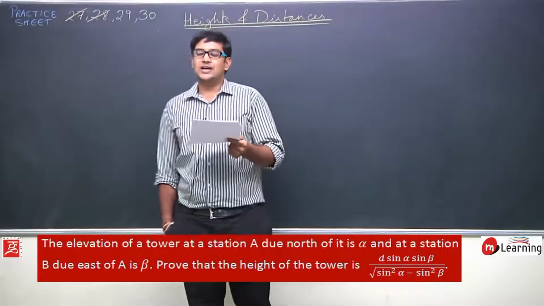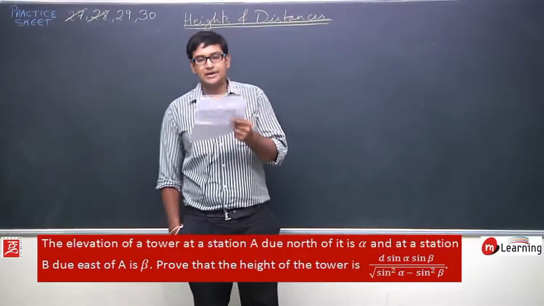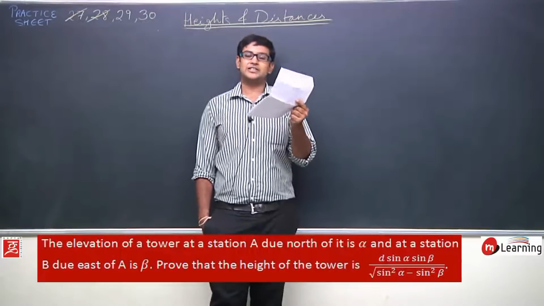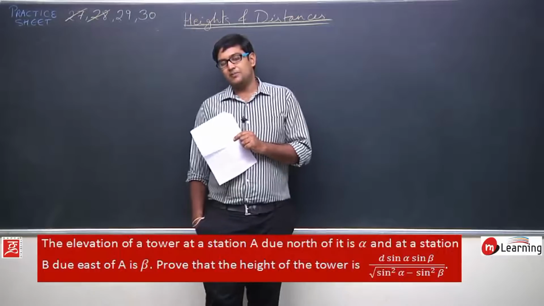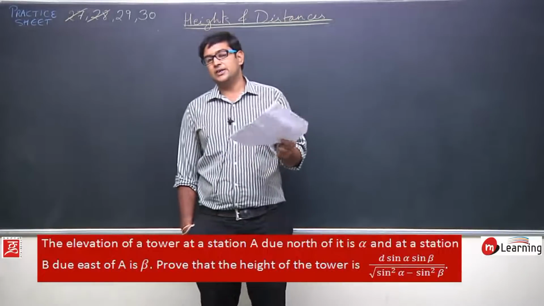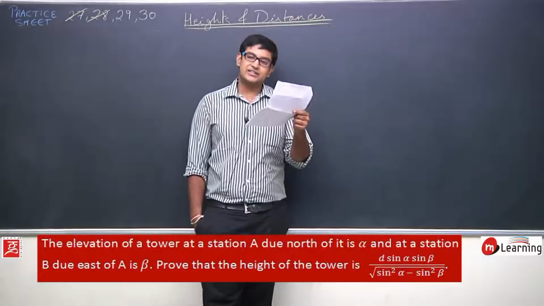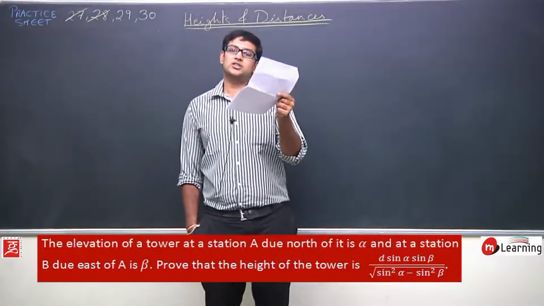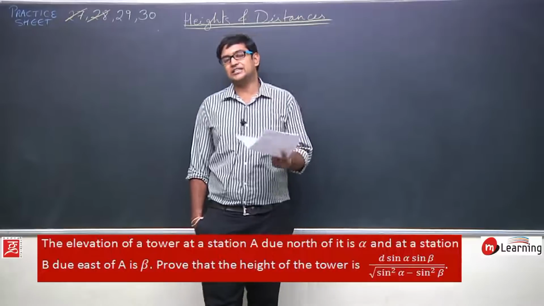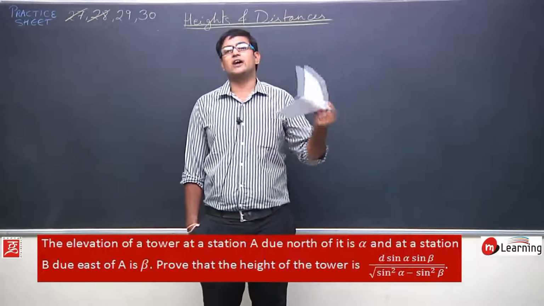Okay, so let us try to analyze the question, let us try to understand it line by line. It says the angle of elevation of a tower at a station A. So it means I am observing the tower from a station which is named as A, and this station is due north of it. Due north of it means that the station A is located in the north direction of the tower.